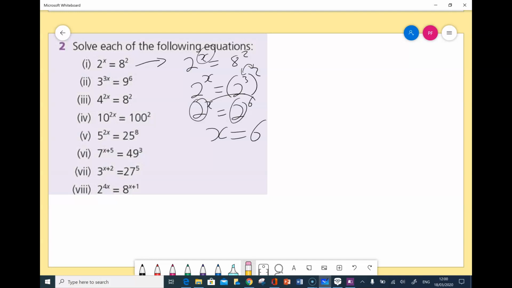If you're having trouble changing the base numbers, you start off by doing it in trial and error in your calculator.